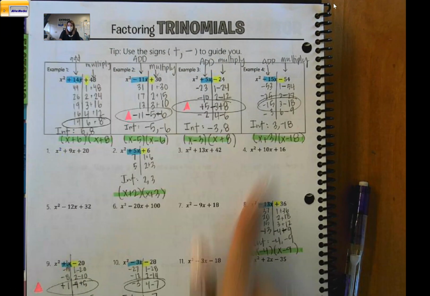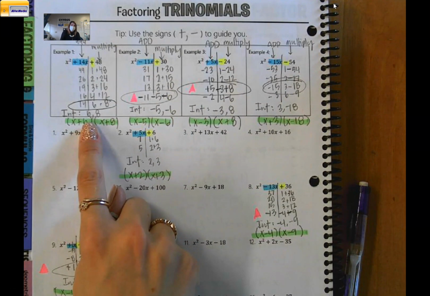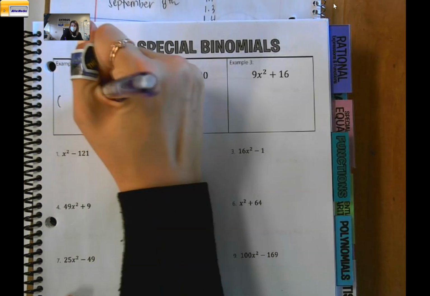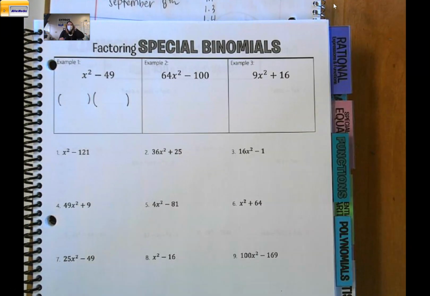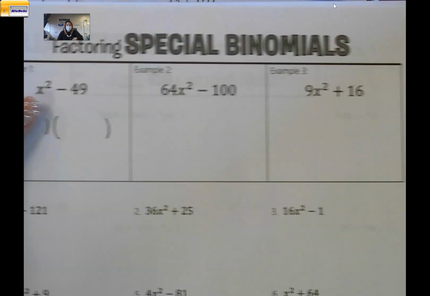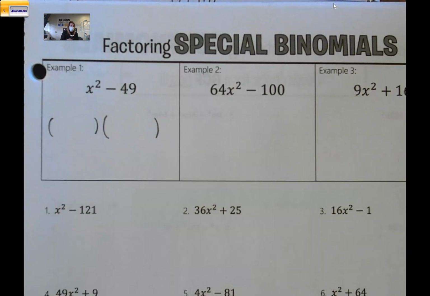And last time, these ones also all had an x squared. So that means that your factors are going to look like they looked last time. You're going to have two binomials. So they're going to look like this. So that means over here, I could just write that down if I wanted to. I know that this x squared minus 49 is going to turn into these two binomials.